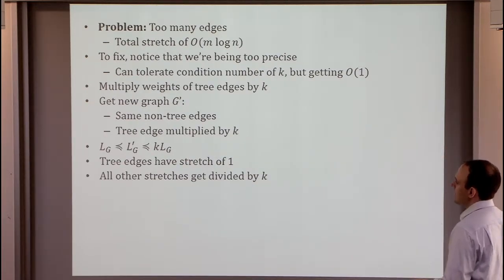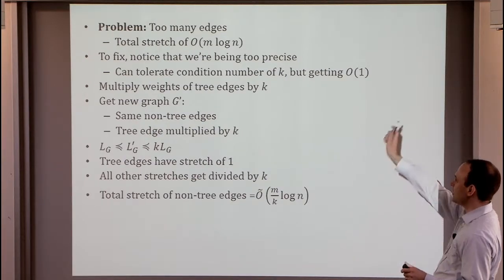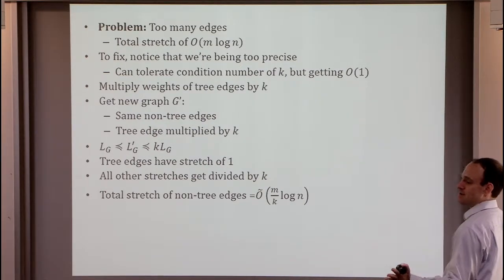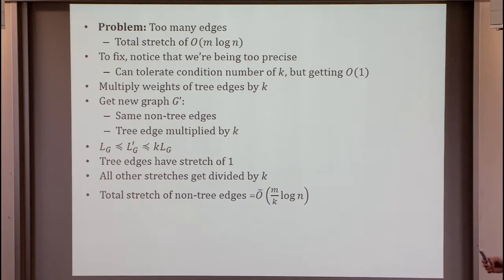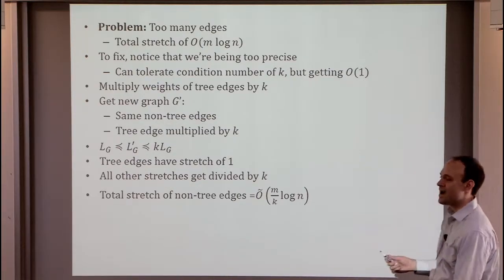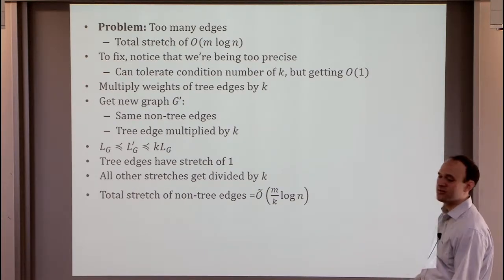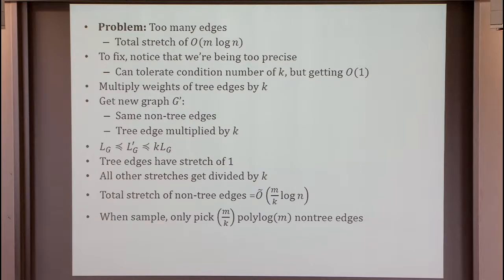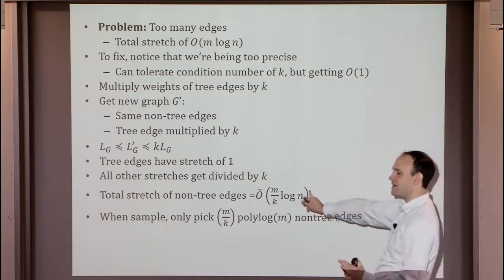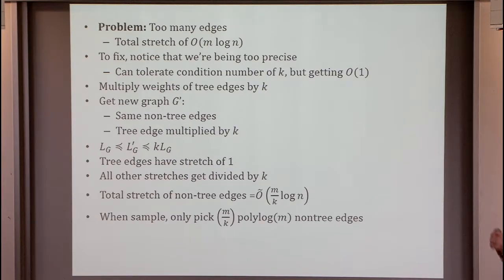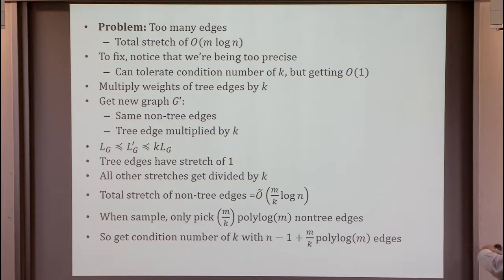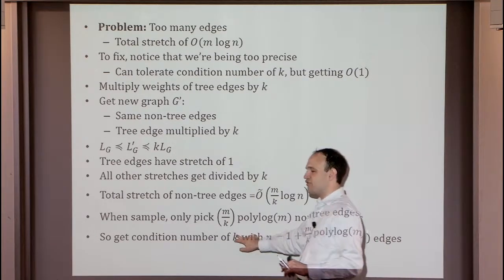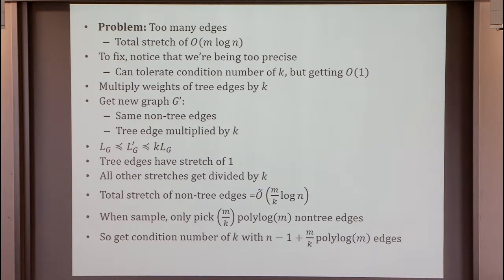The upshot was that the total stretch, instead of being m, is m over k, plus some logs. The logs are the total stretch. That's a major win. This is our big win: by scaling stuff up, I've allowed myself to divide all the stretches by k, which makes the number of edges I need go way down. Now the total stretch is like m over k log n, so the number of edges I need to sample is m over k poly log m, which is exactly what we wanted. So for the condition number of k, we get exactly what we asserted: an approximation ratio of k with n minus 1 plus m over k poly log n edges.